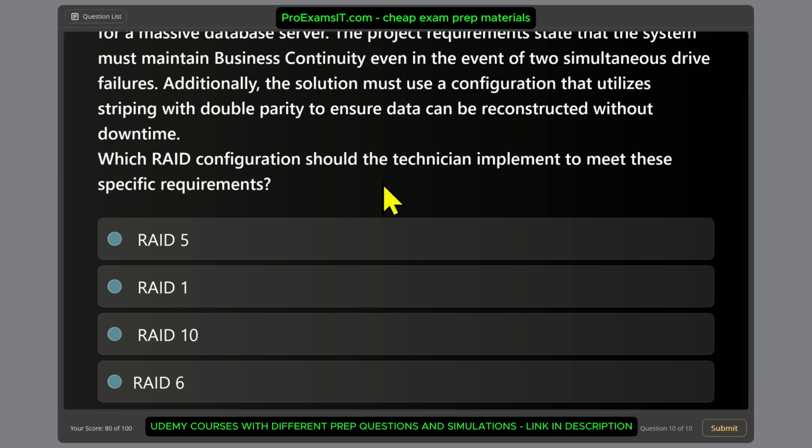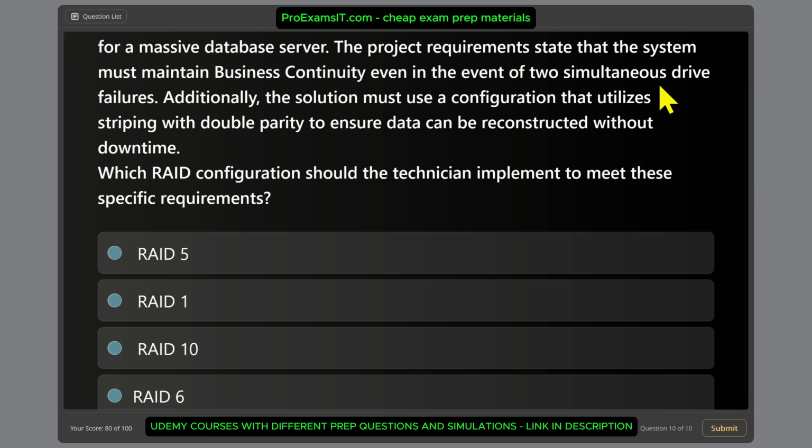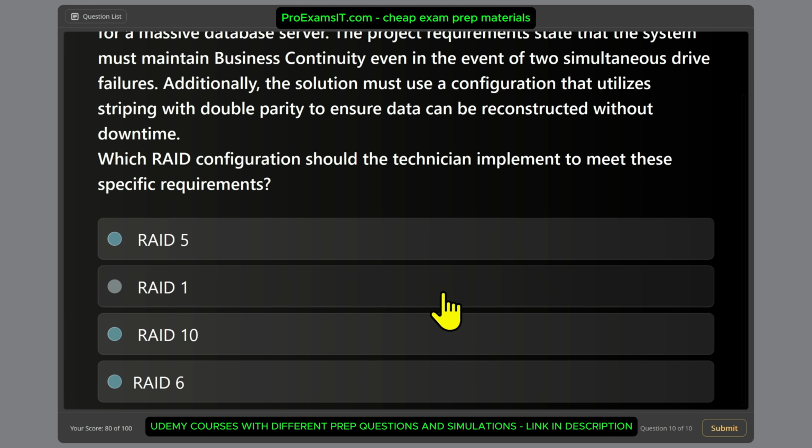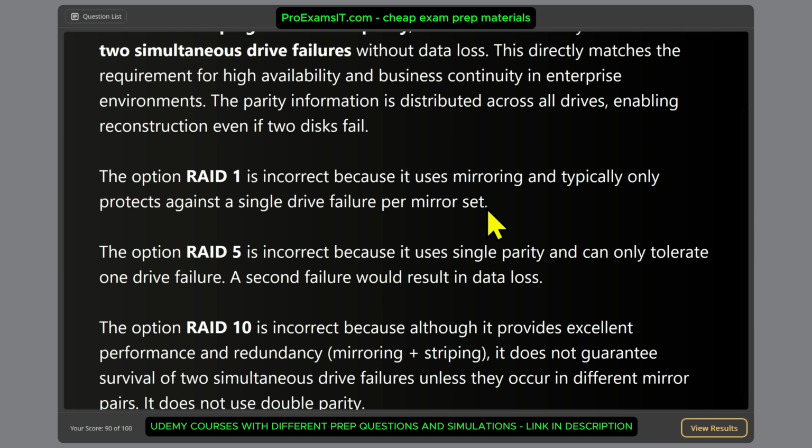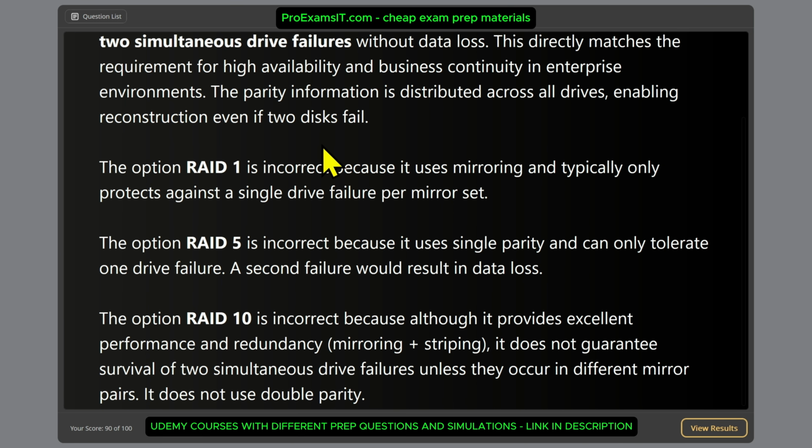And all these you need to know for the exam, right? Which one is the correct? We're talking here about redundancy. So if two drives fail, we still have the data, so that will be RAID 6. That's the right answer, because it uses striping with double parity, which allows the array to withstand 2 drive failures without data loss. So this directly matches the requirement here for high availability and business continuity in enterprise environments. Parity information is distributed across all drives, enabling reconstruction even if 2 disks fail.